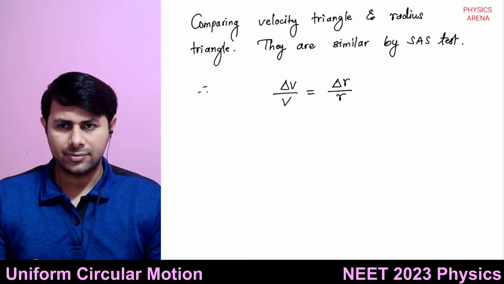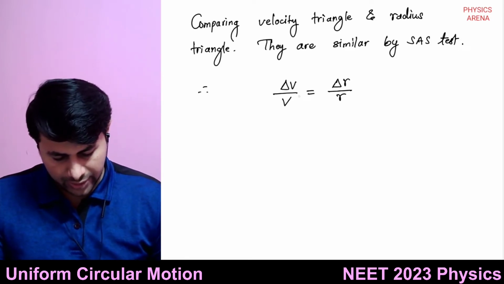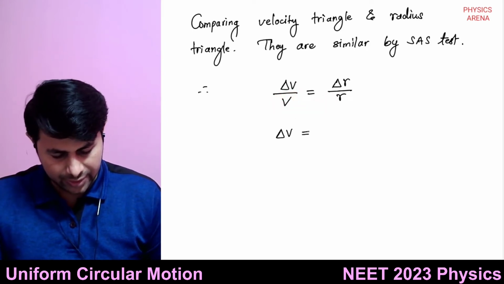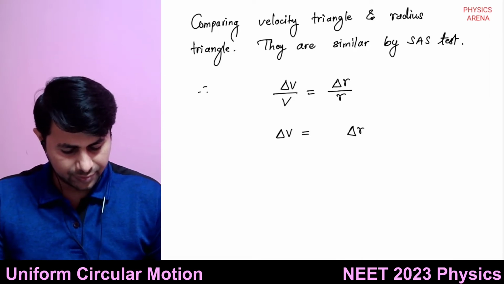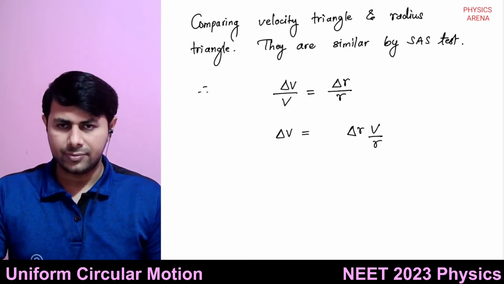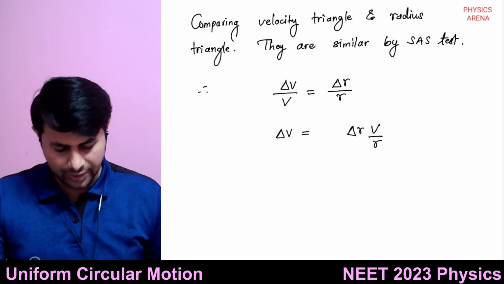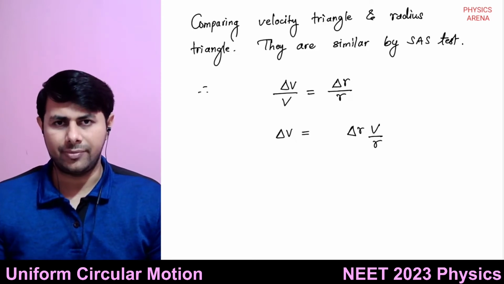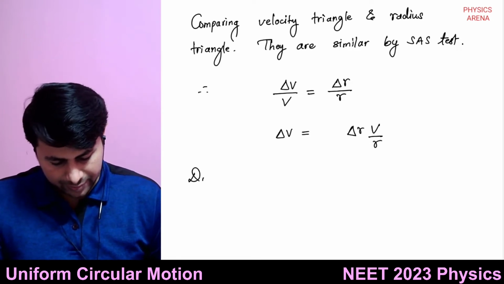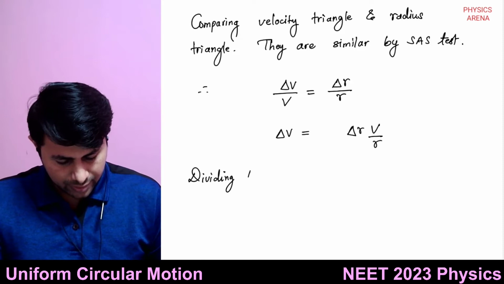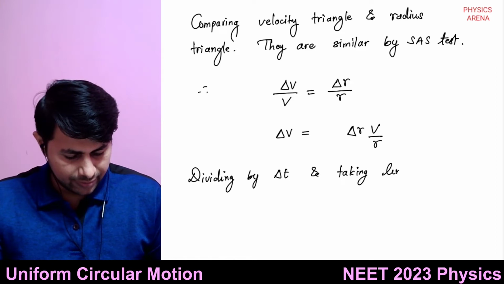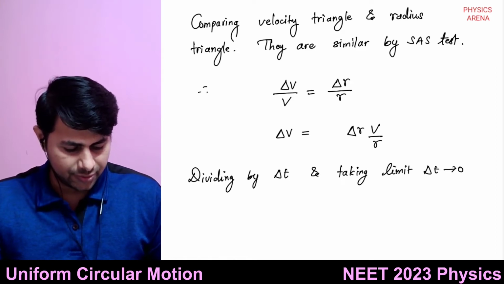Okay, and now you can take this V on the right hand side and write delta V is equal to delta R multiplied by V divided by R. Then what I will do is divide by the time. So dividing by delta t and taking the limit delta t tends to 0.